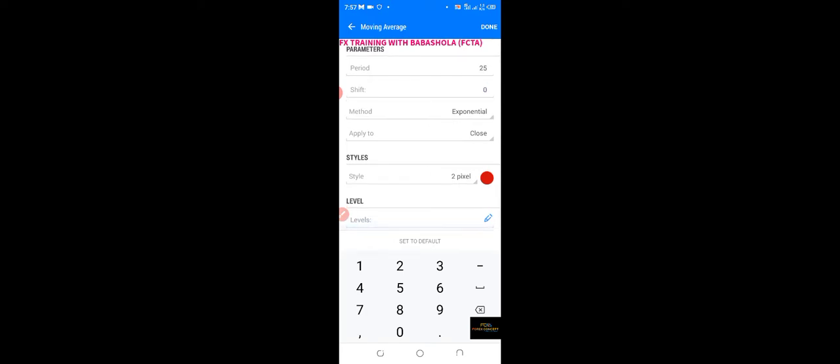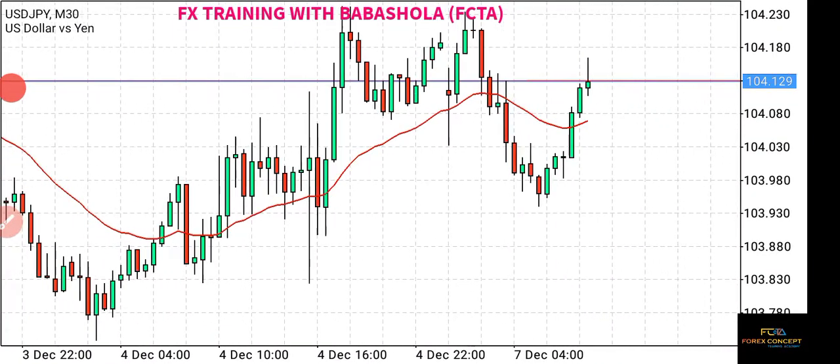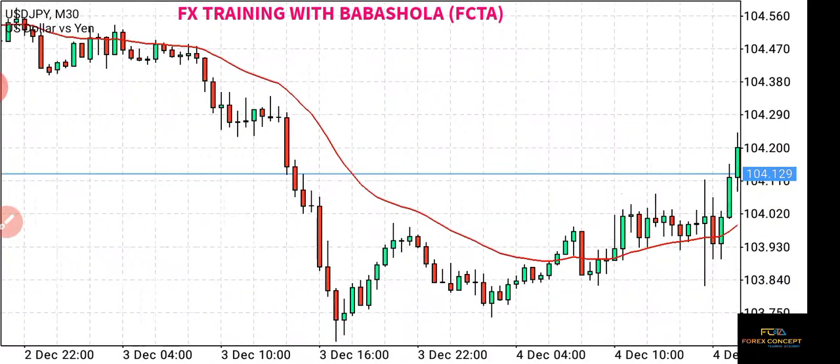Then our 25 moving average will be red color. That's the red color here, so you can pick the red color here. Just click on it, and as you can see, our 25 moving average has been plotted. You can see how it goes.